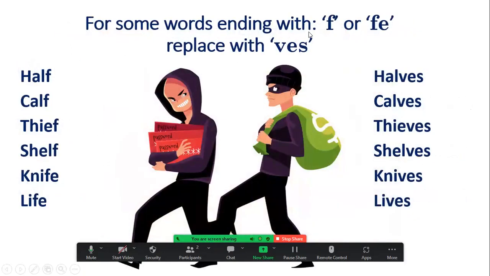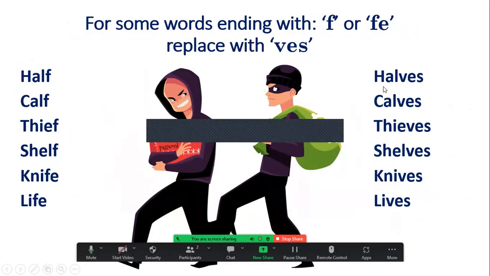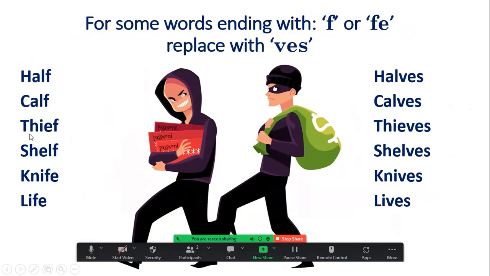For some words ending with F or FE, you just replace the F with VES. For example, half, you have halves. Calf, you have calves. Thief, you have thieves. Shelf, you have shelves. Knife, you have knives. Life, you have lives. One life, many lives.